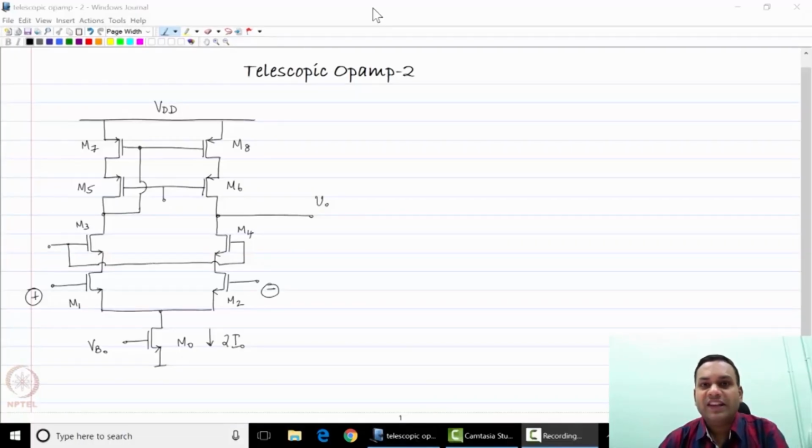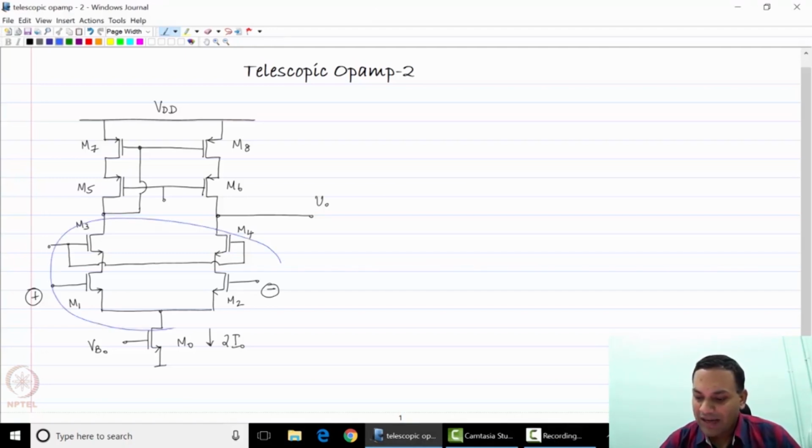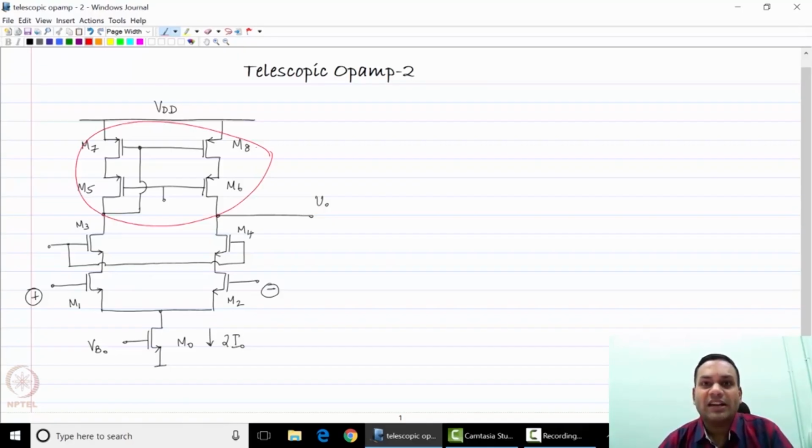So far we have seen the evolution of the telescopic op-amp from the regular one stage op-amp. The really important things to note are that you replace the differential pair with a cascode pair of transistors, and you replace the upper current mirror by a cascode current mirror. In other words, you create a cascode section for both the upper section and the lower section.